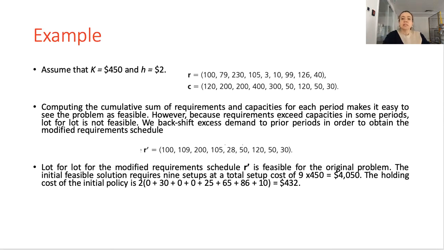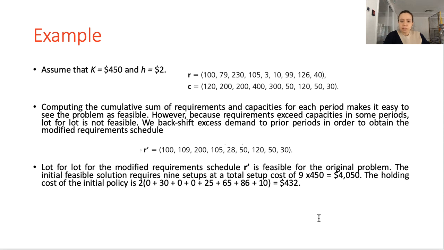For example, in this example, we have this requirement and these are the capacities. We have a setup cost of $450 and a holding cost of $2. And as I showed you, we can find a feasible solution for such a problem. And here we have an initial feasible solution. Now our aim is to see whether it is possible to improve this feasible solution or not.